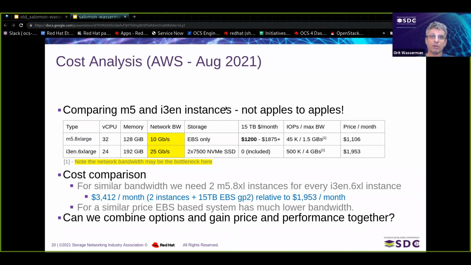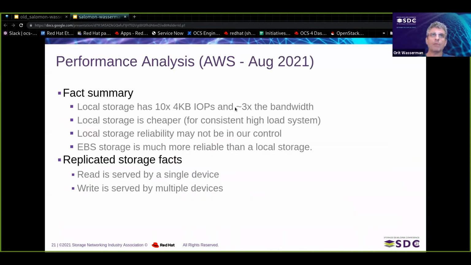So what can we do with all this information? Before we start, let's review some facts on which we based our analysis. 15 terabyte of local storage has 10 times 4K IOPS and about 3 times the bandwidth relative to 15 terabyte EBS volumes of type GP2. For high load system, it is cheaper. Removing EBS volumes is a malicious and destructive act. Shutting down an instance is a legitimate action under some circumstances. Hence, we don't assume that a human removes EBS volume by mistake, but we can't ignore the chances of shutting down an instance with instance storage as a result of human error.